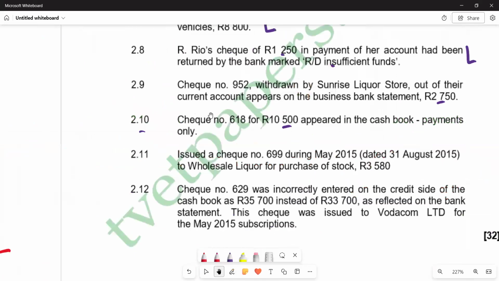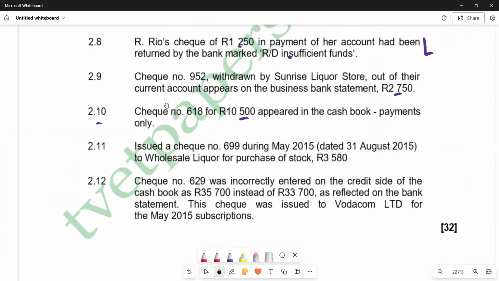And then we got 2.11, which is saying check issued, check number 699 during May 2015, dated 31 August 2015. It was issued for purchase of stock, 2,500 cigarettes. So obviously this is a post-dated check. So a post-dated check we have to put in the bank reconciliation statement. Remember, it has a date of 31 August 2015. So we haven't reached the date of 31 August. So you're supposed also to put it in the bank reconciliation, 3,580, as part of the outstanding checks. So we've got check number 699 that we have to put there.